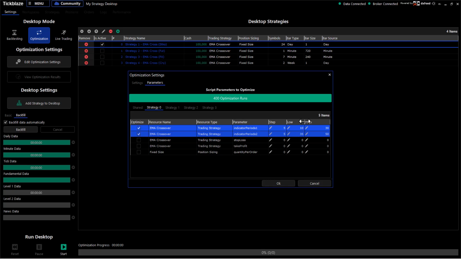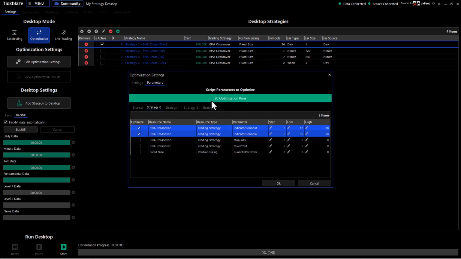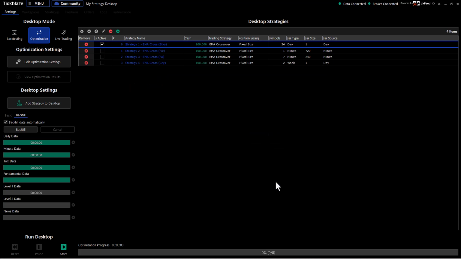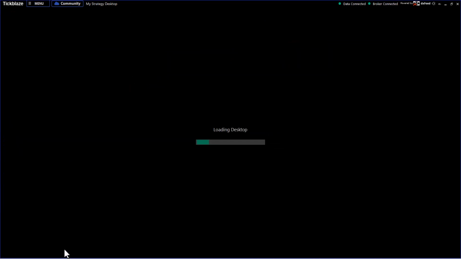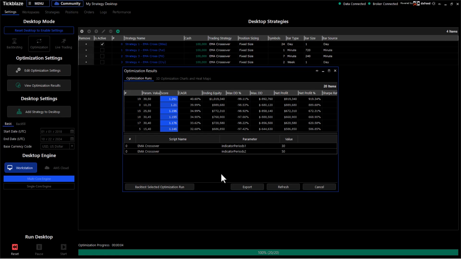Now I can choose the parameters, I can choose the increments, and you can see what's nice about Tickblaze. I'm going to unselect the others so that you can see I have 20 optimization runs, which tells me how many iterations the software has to run in order for me to determine the best optimal settings. I'm going to select OK. I'm going to select Start, and it's going to optimize those strategy parameters really quickly.